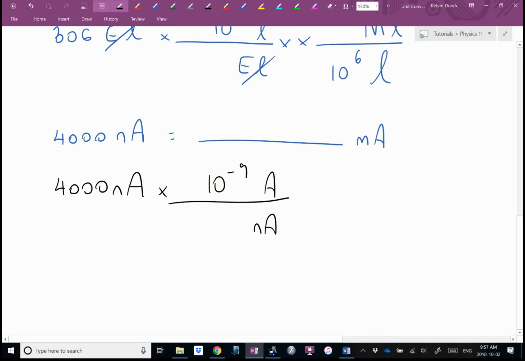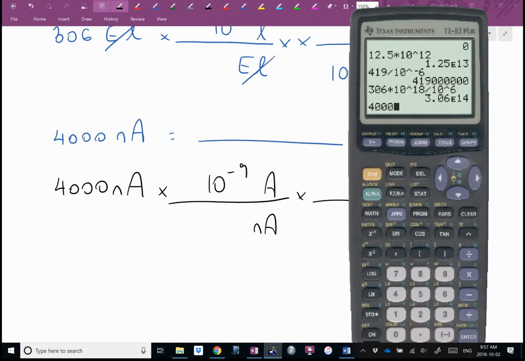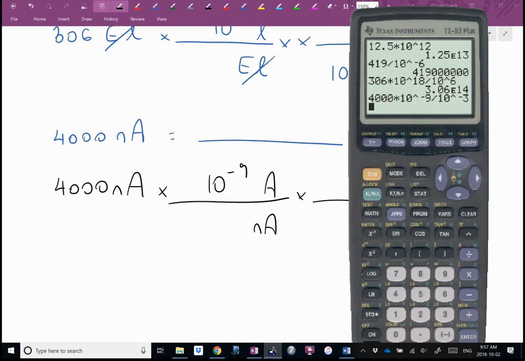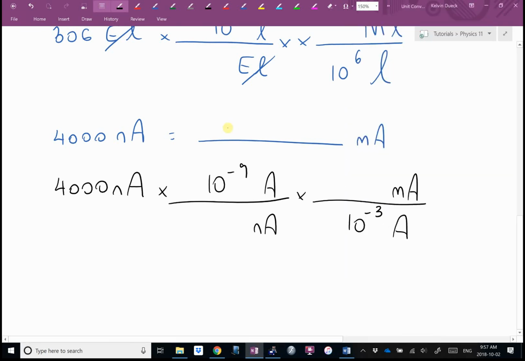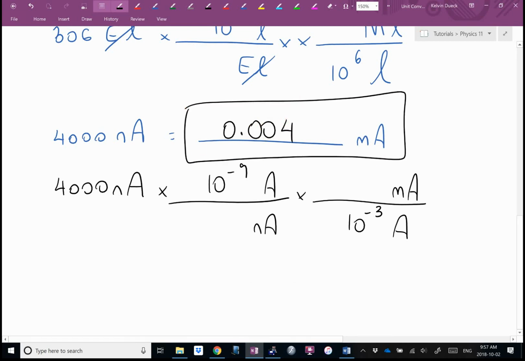Oh, I got my metric prefixes here. Good. Am I right? Yay. Is that correct, I think? Okay.